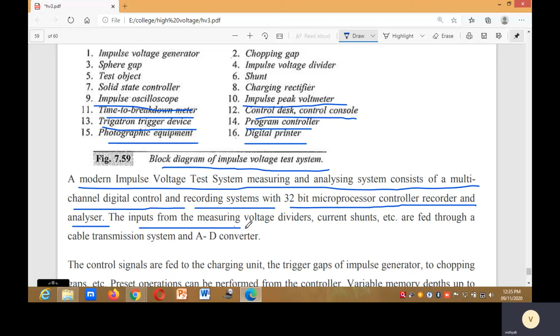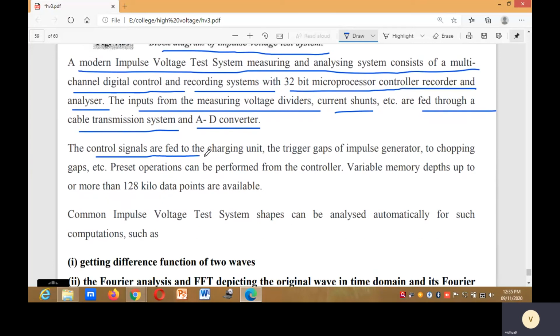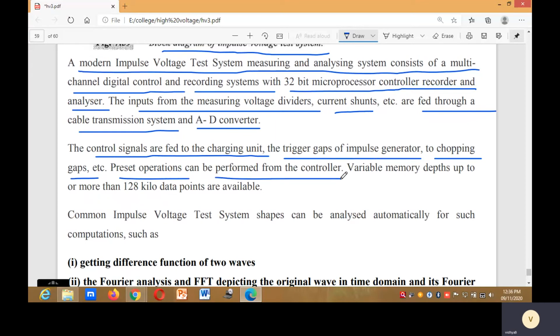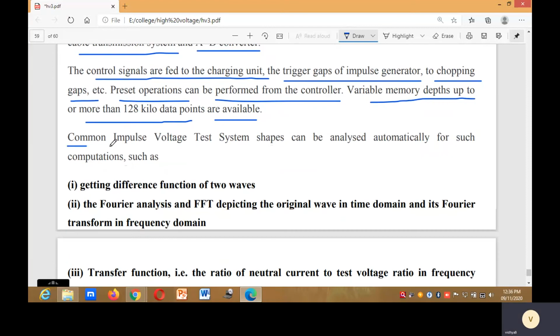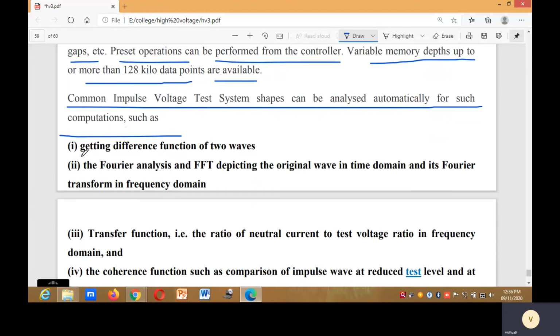Okay, the input from the measuring voltage dividers and current shunts, etc., are fed through a cable transmission system and an AD converter, that is, an analog to digital converter. The control signals are fed to the charging unit, the trigger gap of an impulse generator, the chopping gaps, etc. Preset operations can be performed from the controller. Variable memory depth of up to or more than 128 kilo data points is available. Common impulse voltage test system shapes can be analyzed automatically for computations such as getting the difference function of two waves.